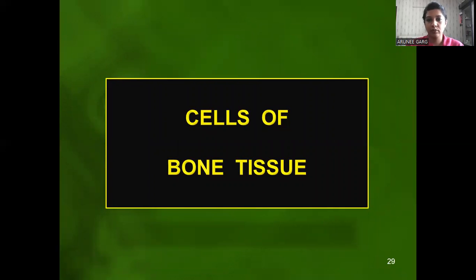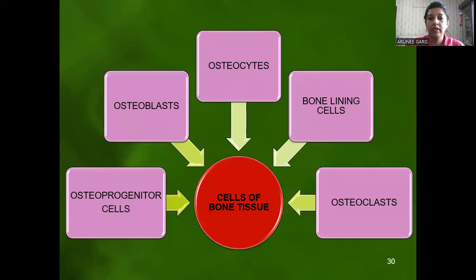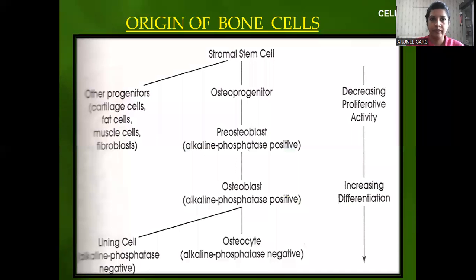Coming to the cells of the bone tissue, various cells found in the bone tissue are osteoprogenitor cells, osteoblasts, osteocytes, bone lining cells, and the osteoclasts. Now, the stromal stem cells form the osteoprogenitor cells, which are the precursor cells.